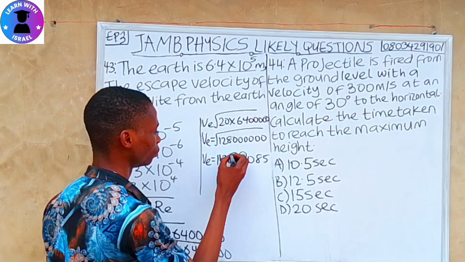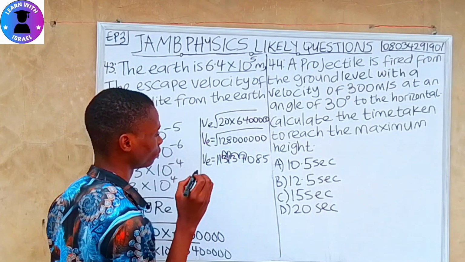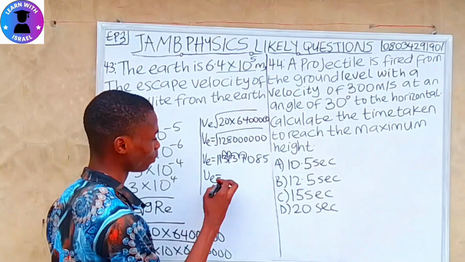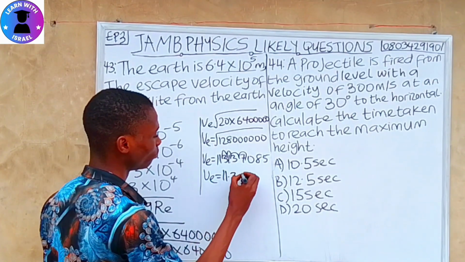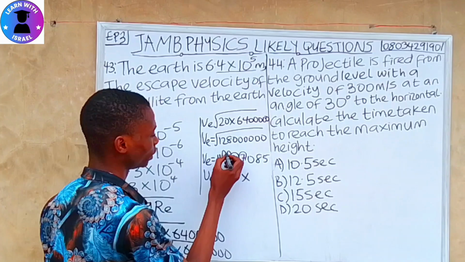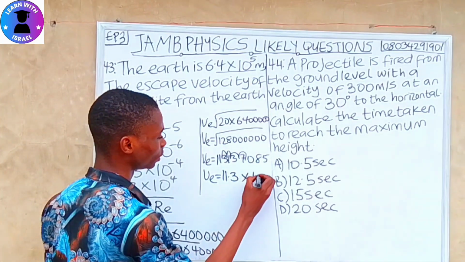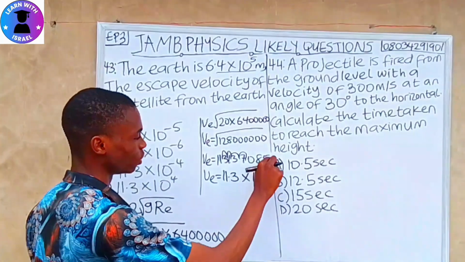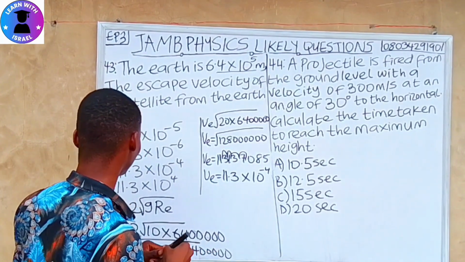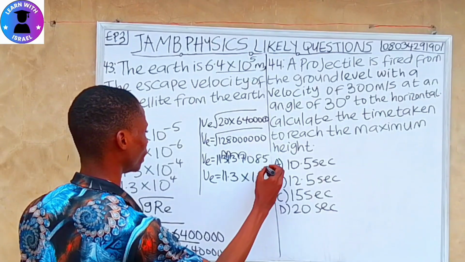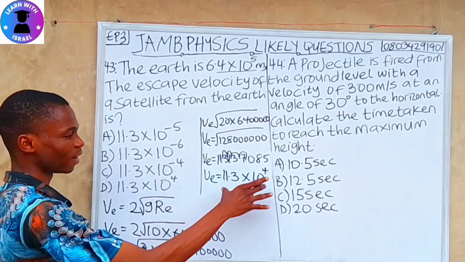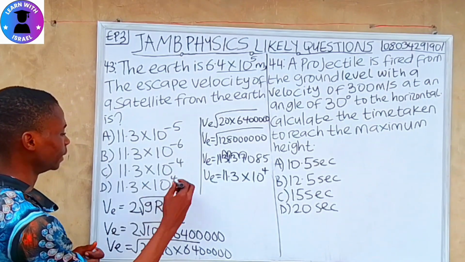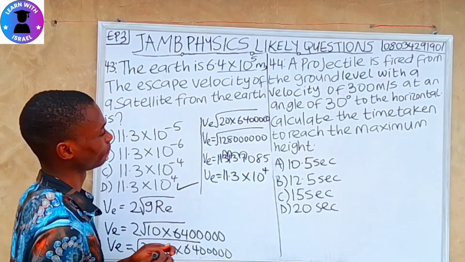1, 2, 3, 4. So it will now be V, which is escape velocity, equals 11.3 multiplied by 10 raised to power, 1, 2, 3, 4. So that's 4. It will now be 10 raised to power minus 4. Counting to the back. Let's check our option. Wait, it will be 10 raised to power 4, not minus 4. So option D is the correct answer.